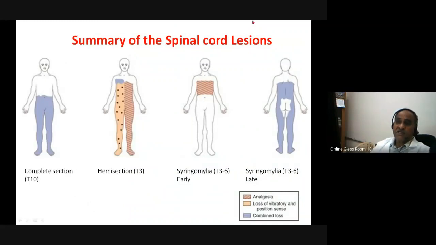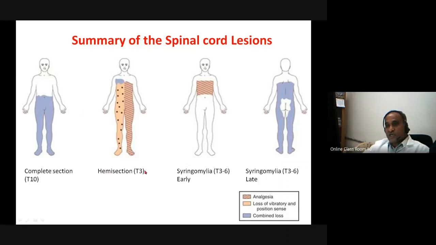Now I summarize the lesions here by showing the pictures. Here is a person with paraplegia, the complete transection of the spinal cord at a T10 level. So below the level of the lesion, everything is lost. After the recovery from the spinal shock, there will be what are called the mass reflexes. The deep tendon reflexes are exaggerated. There is a sensory loss, and autonomic abnormalities that govern the bladder, bowel, and the reproductive functions.